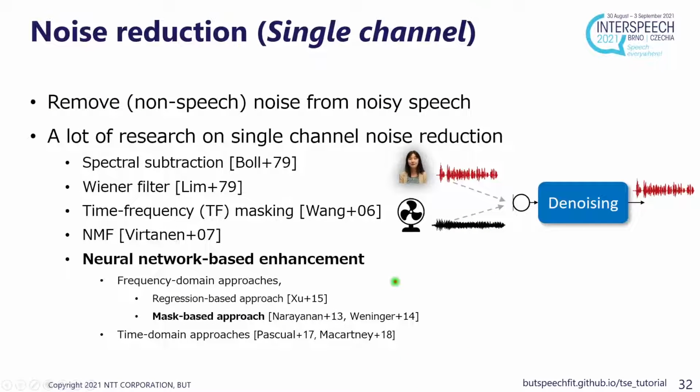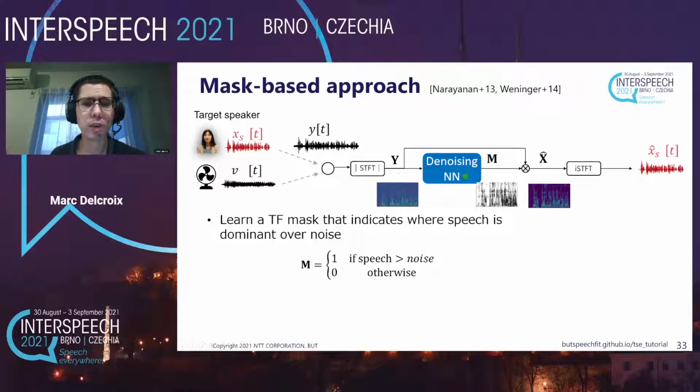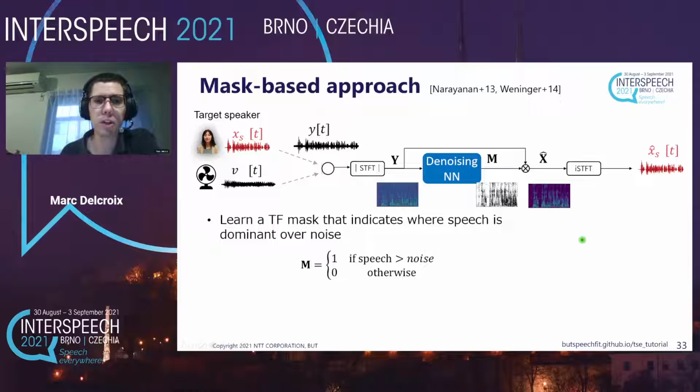And I will present here briefly neural network-based enhancement that uses a mask to perform the denoising. So here, one way to perform noise reduction using a neural network is to compute a time-frequency mask, M here. And this mask, which is represented here, indicates where speech is dominant over noise. So M will take a 1 if speech is dominant over noise and a 0 otherwise. So if we apply this mask on the observed microphone signal, noisy speech, we can enhance the signal, reduce the noise, and enhance the signal. So this is the principle of denoising with a neural network, mask-based approach.